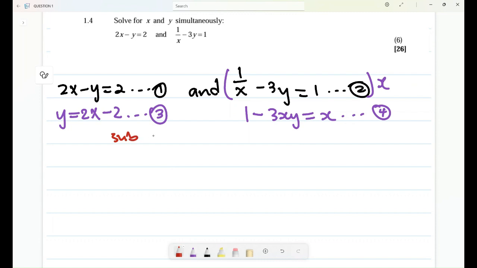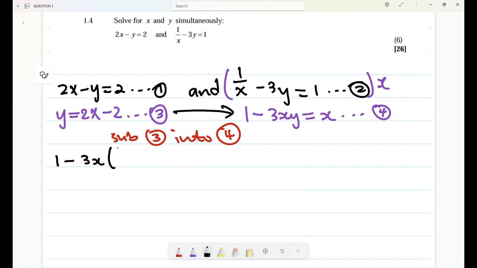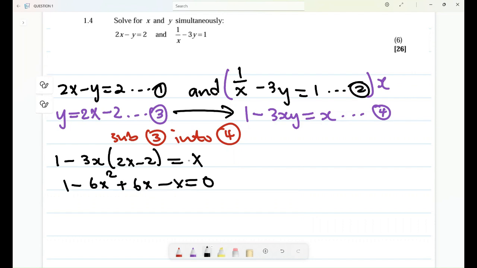Now sub equation 3 into equation 4. What happens when I sub? It is going to be 1 minus 3x, but I know y is equal to 2x minus 2, equal to x. So this is going to be 1 minus 3x multiplied by 2x, it is 6x squared. Negative by negative is positive. 3x multiplied by 2 is 6x. Allow me to take this x to the other side, equal to 0.